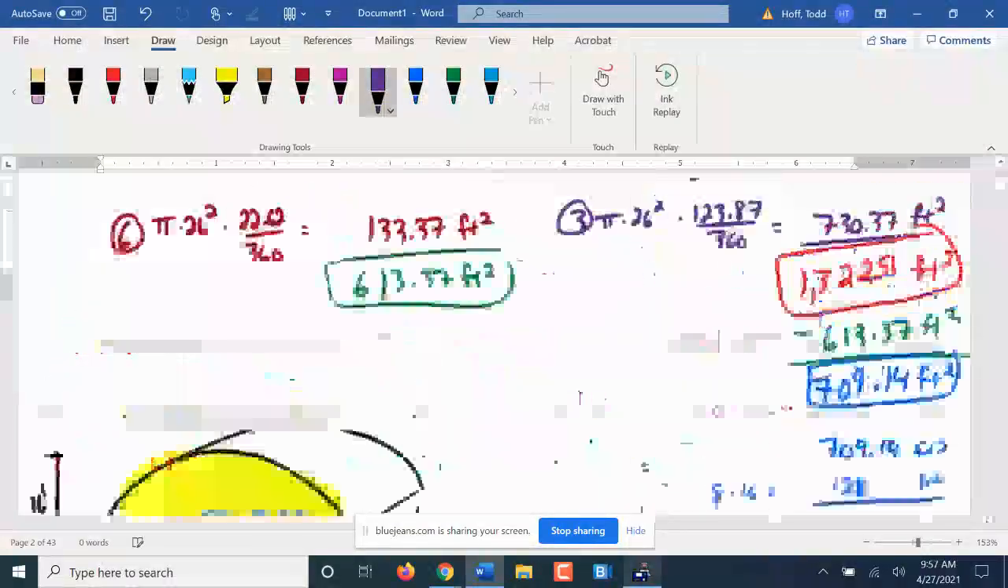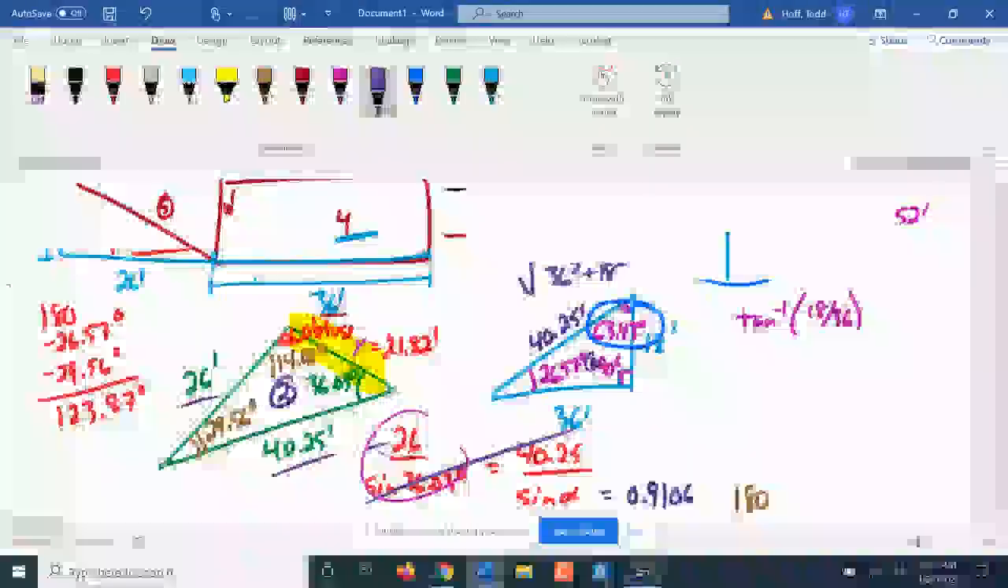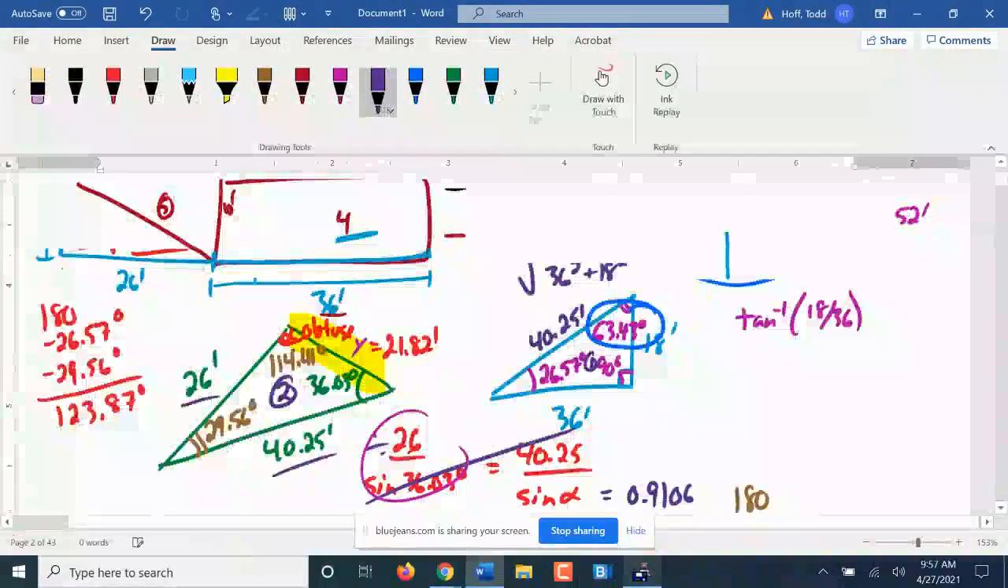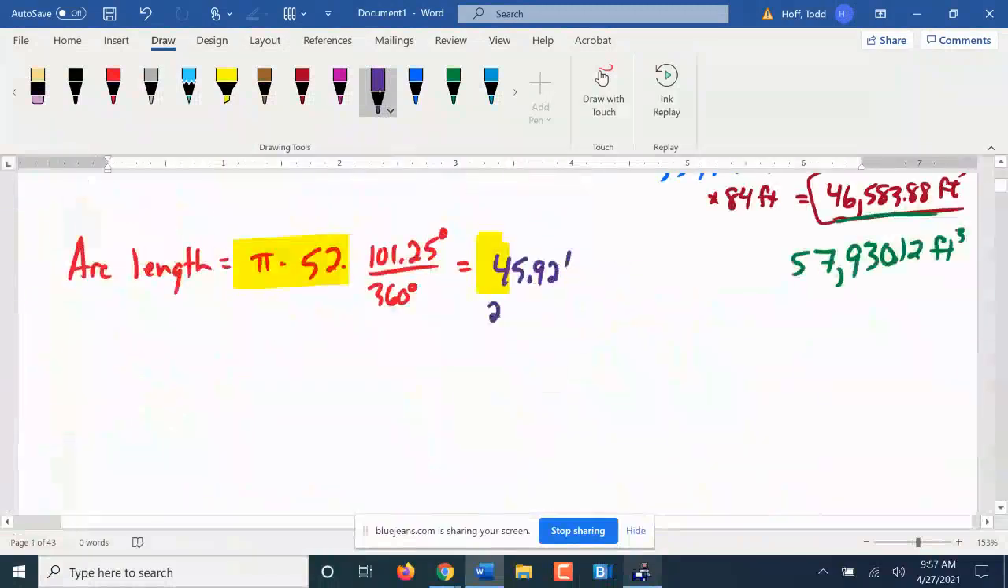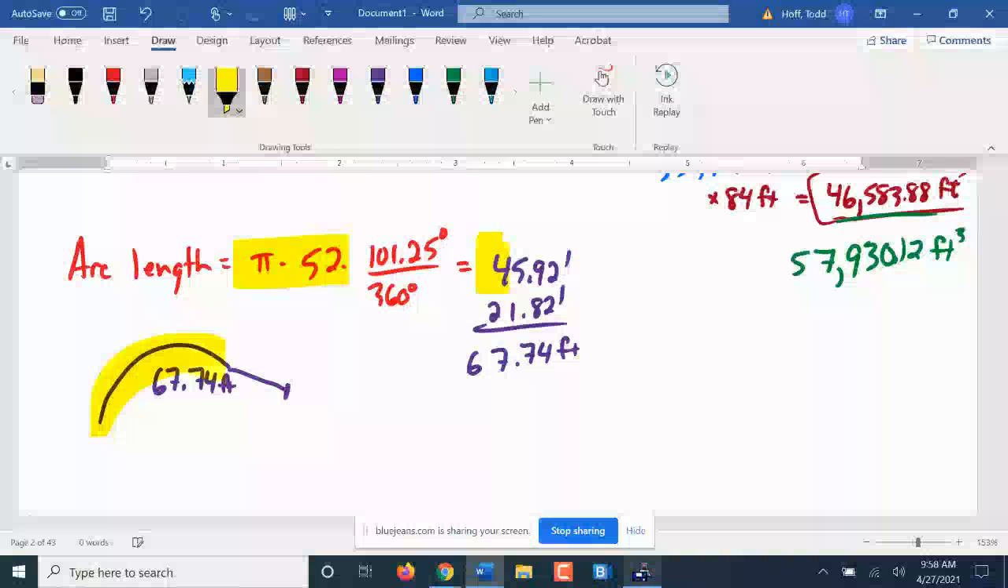Feet. And then we had the length of the straight roof here of 21.82. We're going to add that to it. We get 67.74 feet. That's the whole length of that roof from the ground up and then to the other end of the flat part.